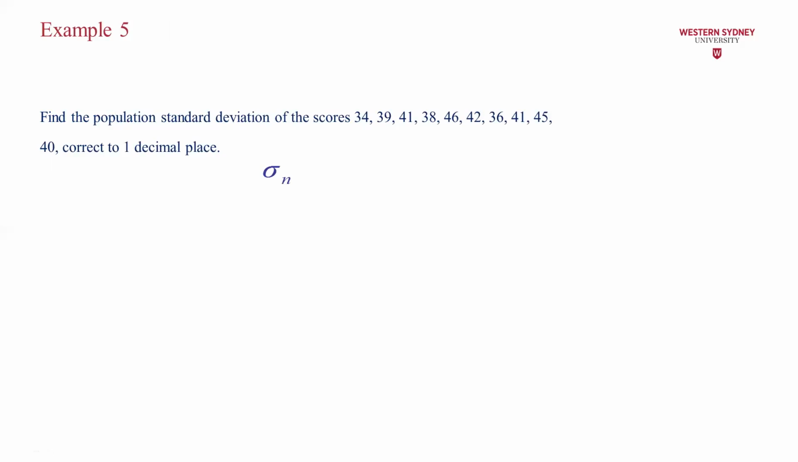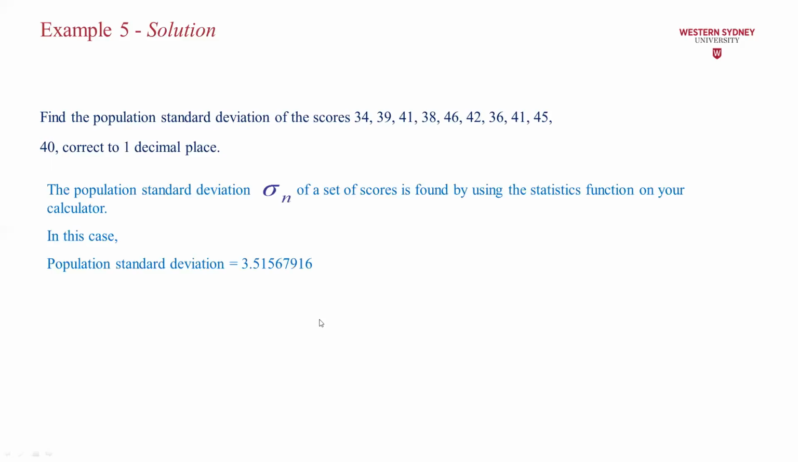Example 5. Find the population standard deviation of these scores, correct to one decimal place. Now, the population standard deviation, sigma n here is the symbol for that, of a set of scores is found by using the statistics function on your calculator. Because there are a number of different calculators available, it's not possible for us to tell you which way to do that. So you need to find out how to do that on your calculator by either using the calculator manual or Googling the instructions for that calculator.